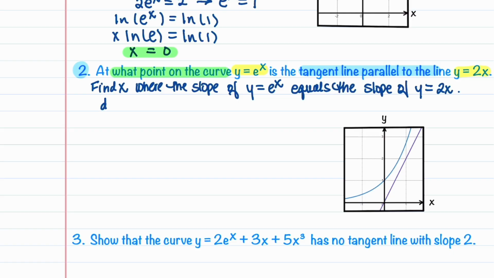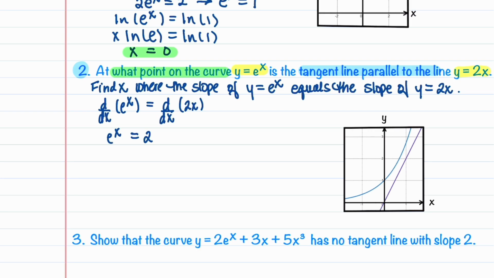So we can say that the derivative with respect to x of e to the x has to equal the derivative with respect to x of 2x. The derivative of e to the x is just e to the x, and then the derivative of 2x is 2, so we have e to the x is equal to 2.